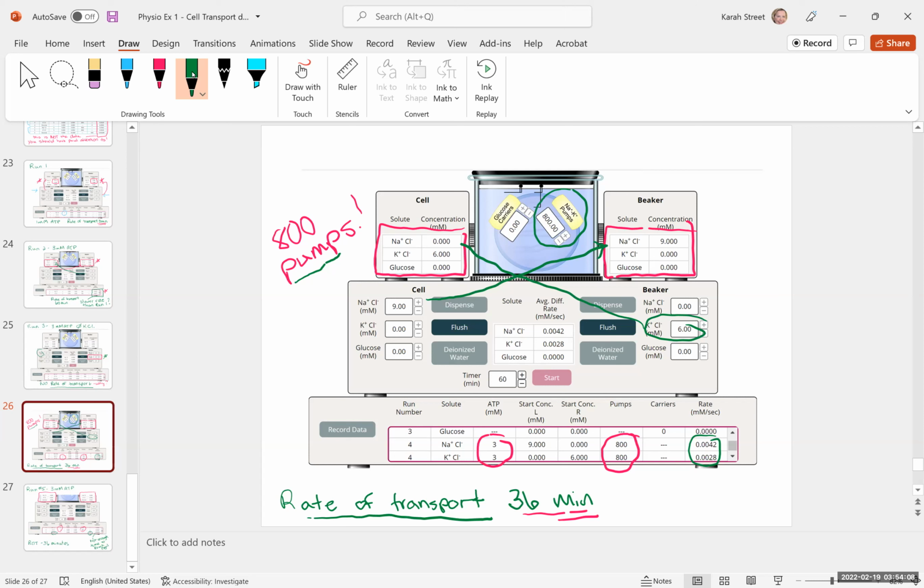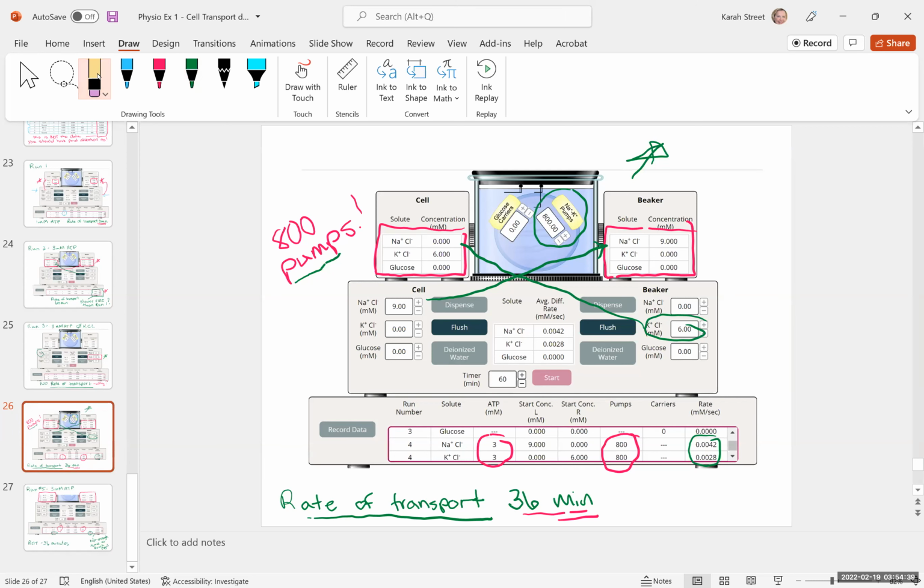So everything else stayed the same. 3 millimolar ATP, enough energy, check and check. A 3:2 ratio of 3 sodium for every 2 potassium, check and check. And yet our total time for the rate of transport was almost half. 36 minutes it only took us to reach completion. And that, my friends, is the number one most important thing.